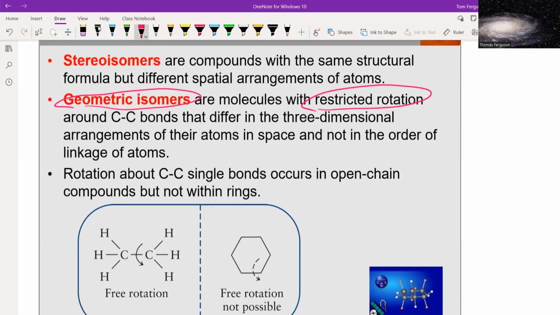Sometimes we can have something called geometric isomers. That means the basic structure looks the same, except there's a slight difference. Who's heard of trans fats? No one's heard of trans fats? Are they good for you or bad for you? That's right, they're bad for you. What are the good fats? What's the opposite of trans? Cis.